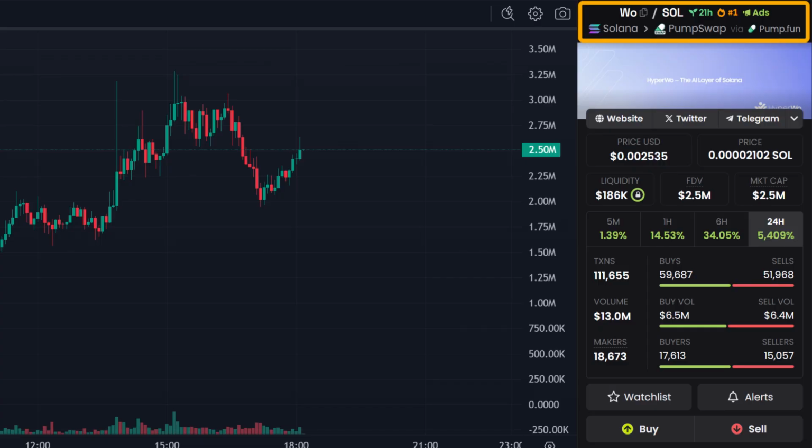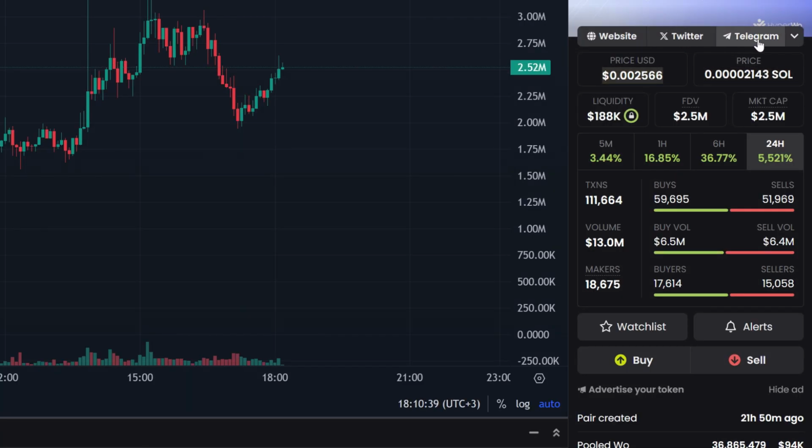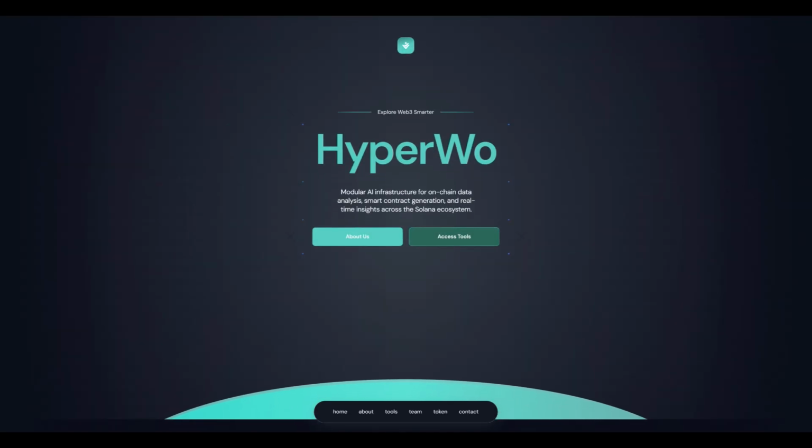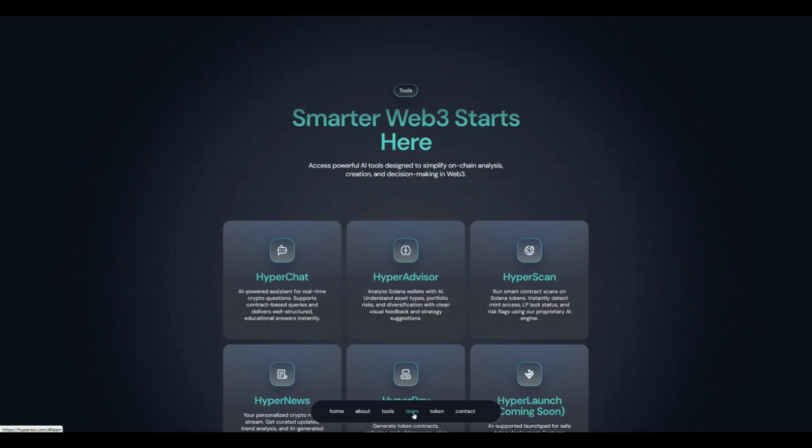Here you'll see the token's ticker, its short name like AVA. Just below, links to social media. Website, Twitter, Telegram. I always check them to make sure the token is real. If there are no links or they're suspicious, it might be fake and I pass on it.